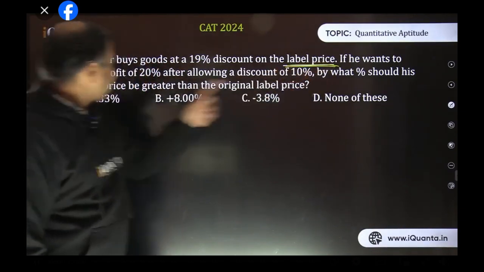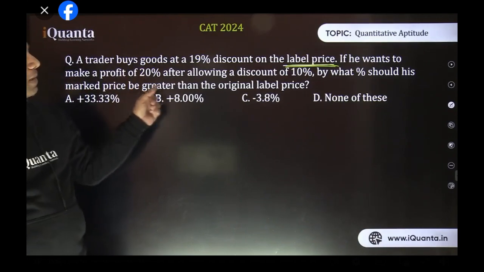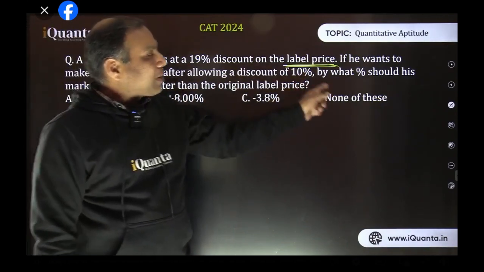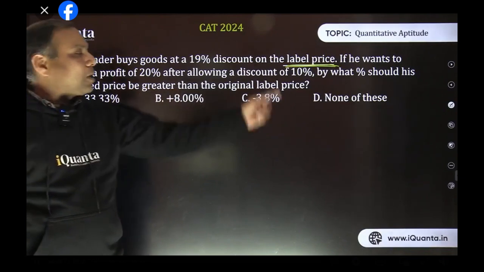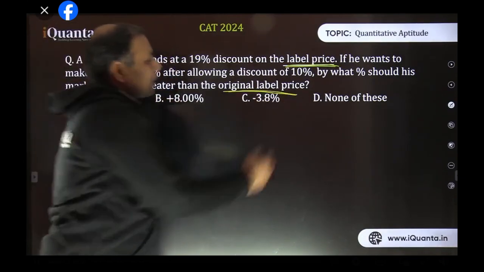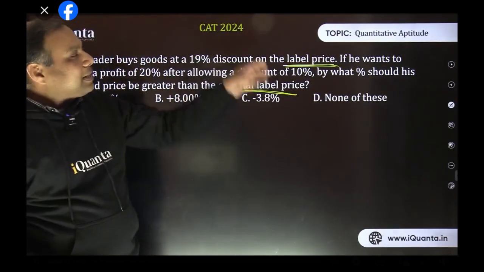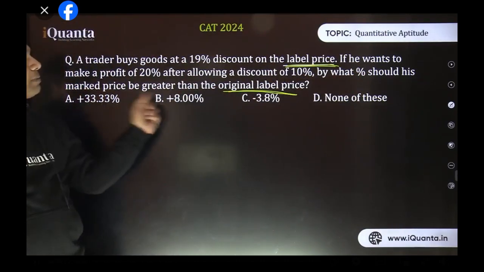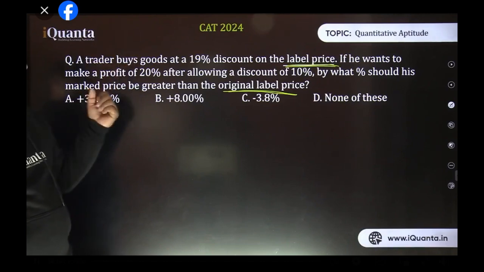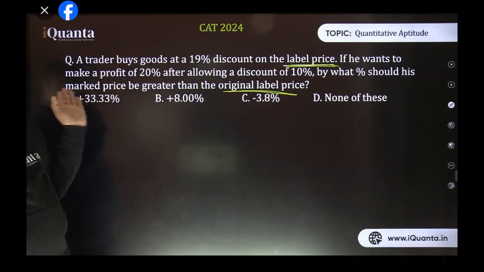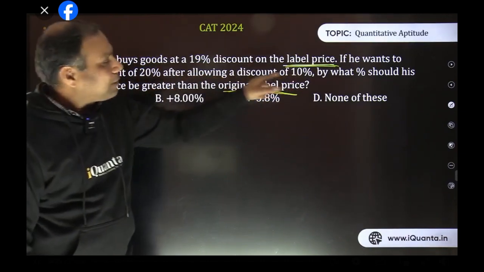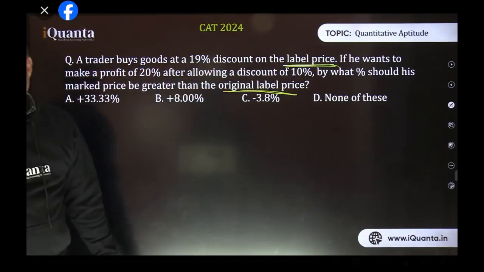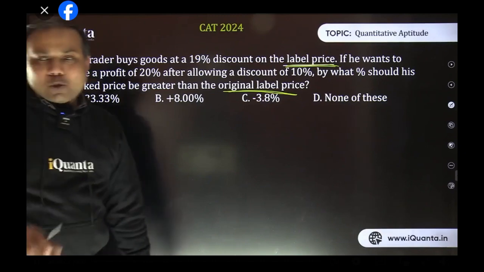And now if he wants to make a profit of 20% after allowing a discount of 10%, by what percent should his mark price be greater than the original label price? That means this trader is increasing that original label price by a certain amount. That's the question. So when he is going to sell this article, he's going to show that increased mark price, right? And at that increased mark price, he's going to offer a discount of 10%, and still he wants to make a profit of 20%. So there are 2-3 percentages involved here, so don't be confused about that.